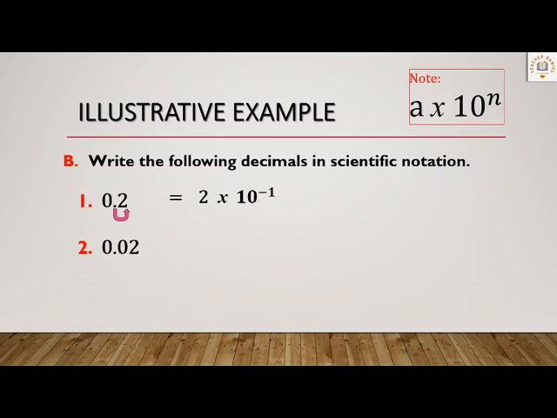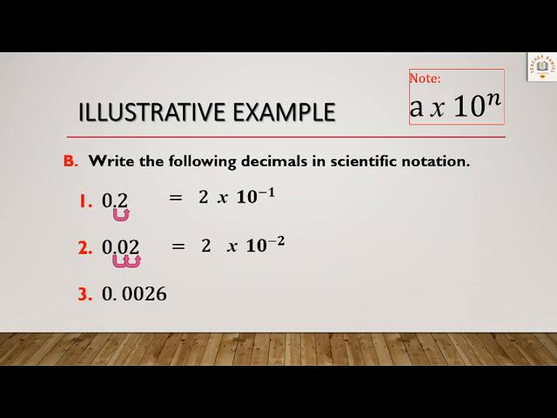So, move natin yung decimal point. Ilang beses? Very good. 2 beses papunta sa kanan. So, we have 1, 2. Okay, so our A is 2 times 10 raised to negative 2. Very good. Next, number 3.